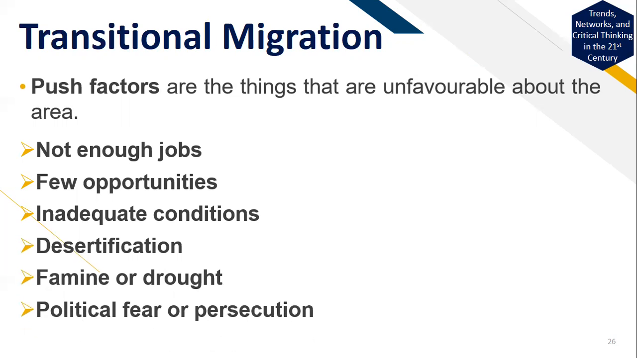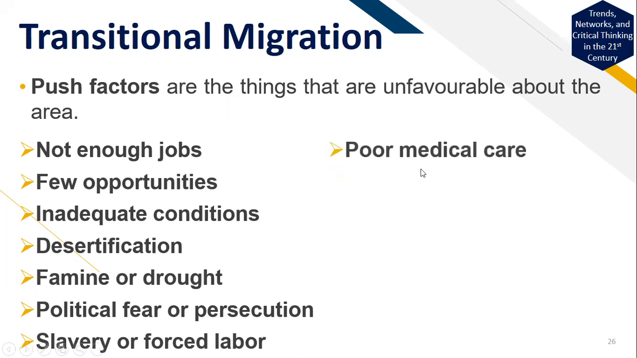Sa lugar nila, merong form of dictatorship and nakita nila na hindi maganda yun para sa kanila. Wala silang kalayaan para mamili kung sino ang susuportahan nilang politiko, kung sino ang dapat nilang ibotong politiko. And of course is slavery or forced labor. Nagkakaroon ng mapaniil. Slavery. Yes, slavery. Meron pa yan, poor medical care.